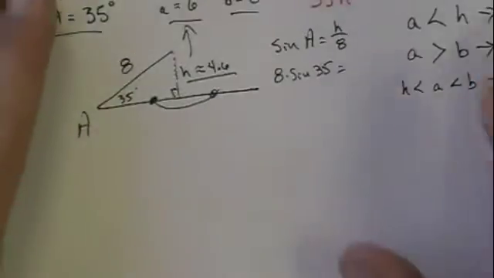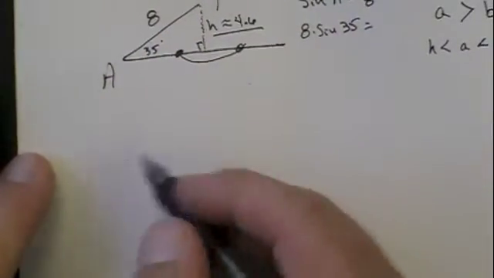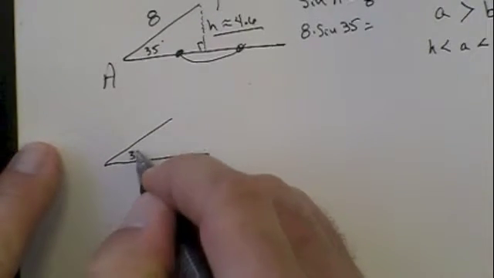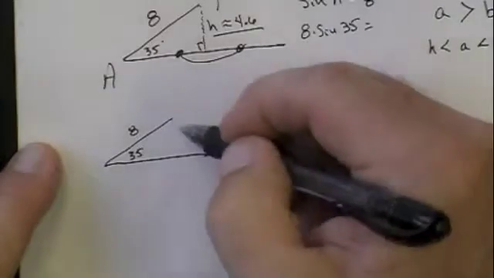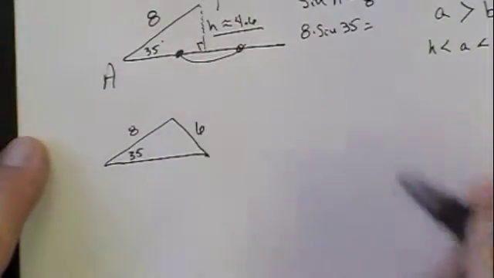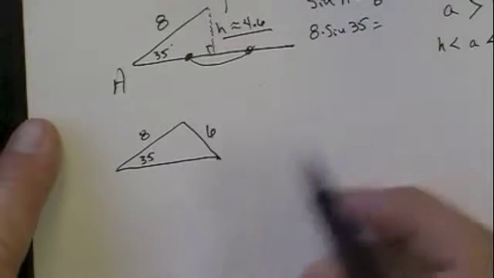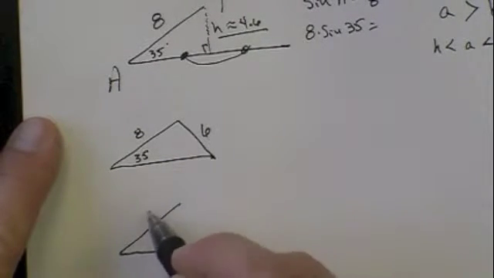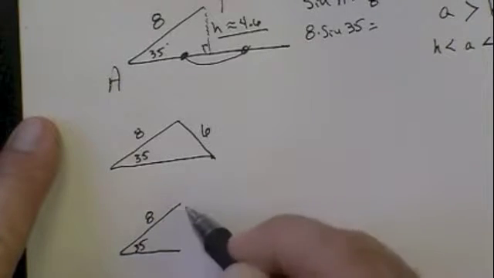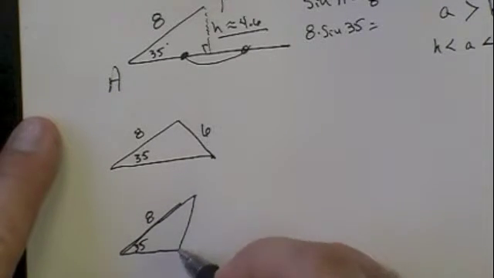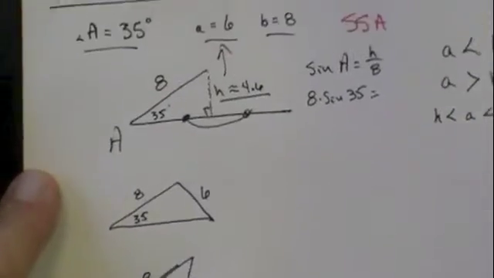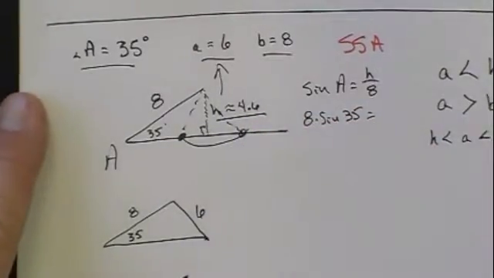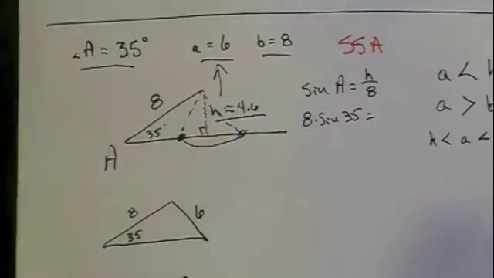So what we could have is possibility number 1. Here's our 35 degrees. Here's our 8. And this is going to come out this direction, and this will be 6. Or possibility number 2, again, this is 35. Here's our 8. And this is going to come back in this direction, and this will be 6. So you can see it'll come back this direction and be 6, or it'll come over this direction and be 6 to make these two possible triangles.